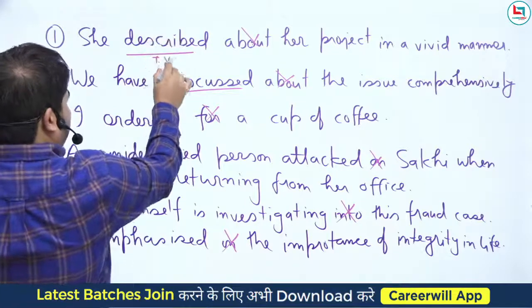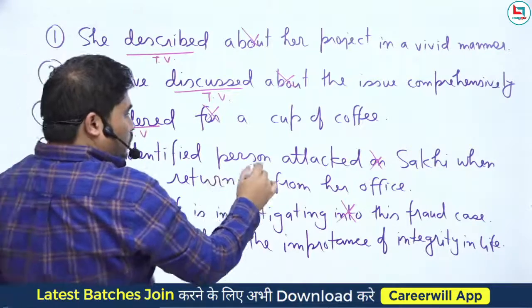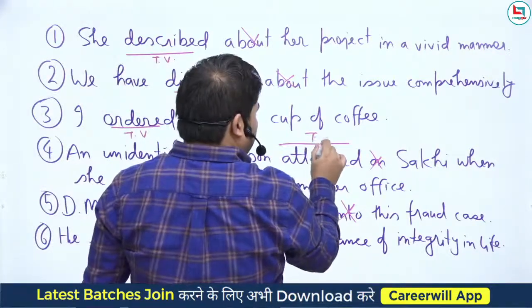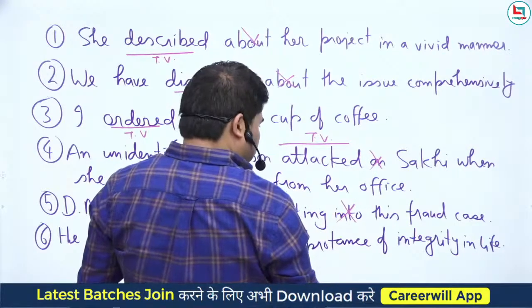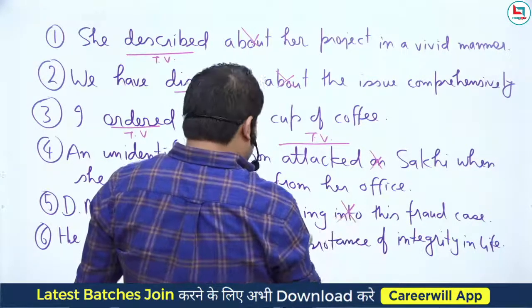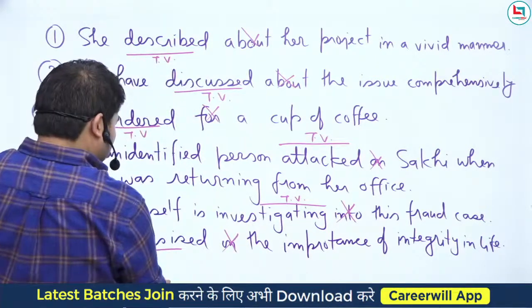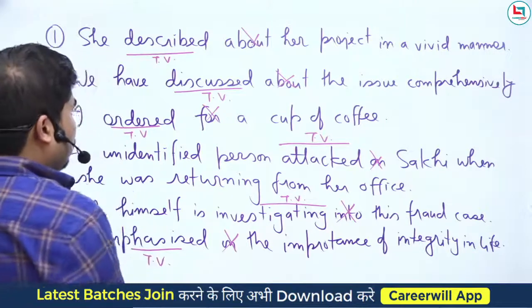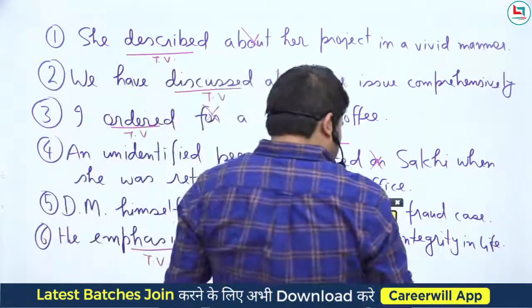Describe is a transitive verb, and a transitive verb takes a direct object. It does not need any preposition before the object, right? So here investigating is what? It is again a transitive verb, and emphasize is a transitive verb. So a transitive verb will take a direct object, like she described her project, we have discussed the issue, I ordered a cup of coffee, attacked Sakshi. I think this S is missing.